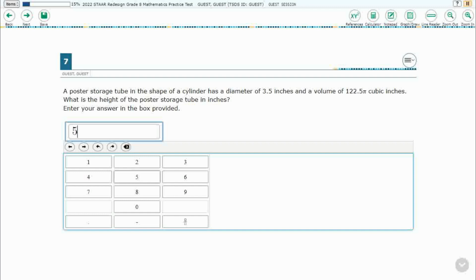So this equation means we simply need to type in some type of answer here. It could be a whole number, a decimal, even a mixed number if we really want to. Just make sure we don't try to submit without putting something in, because then you'll get an error message. So we're looking at a storage tube in the shape of a cylinder.